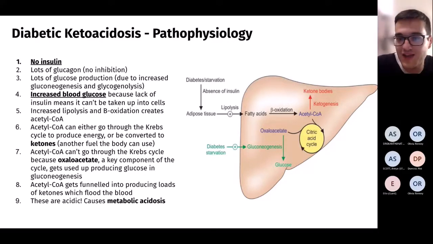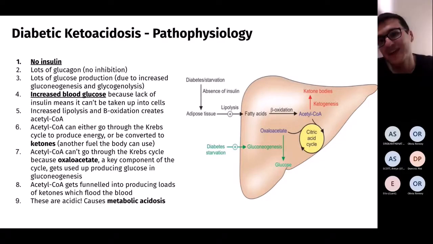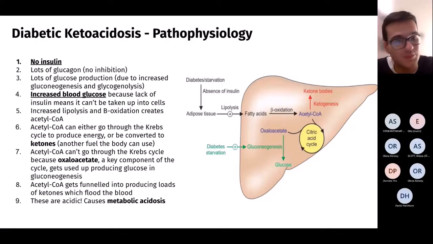So the acetyl-CoA can't go through the Krebs cycle because the Krebs cycle has been broken. So it has to go to make ketones. All the acetyl-CoA gets funneled into making ketones, so you end up with loads of ketones. Ketones are also known as ketone acids, and that causes a metabolic acidosis.